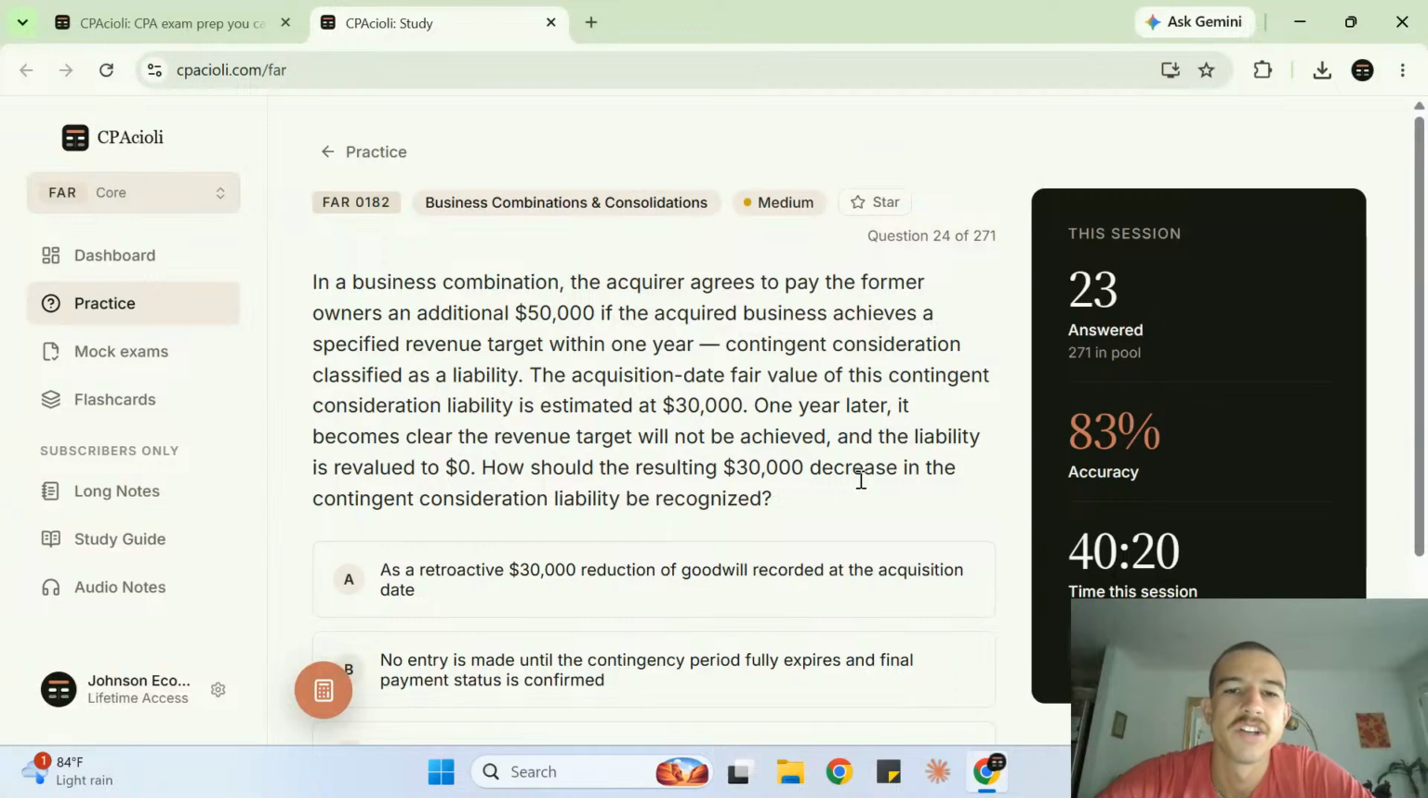In a business combination, the acquirer agrees to pay the former owners an additional $50K if it gets a specific revenue target, contingent consideration.